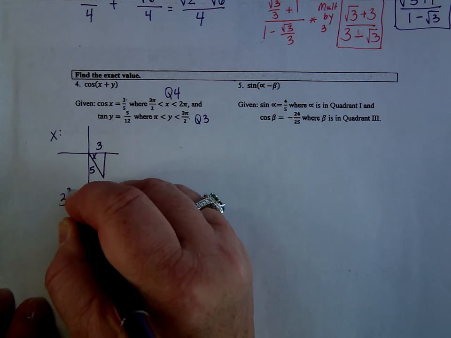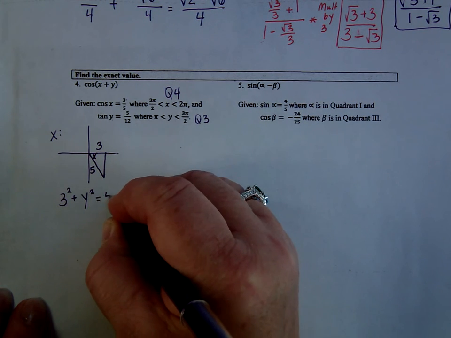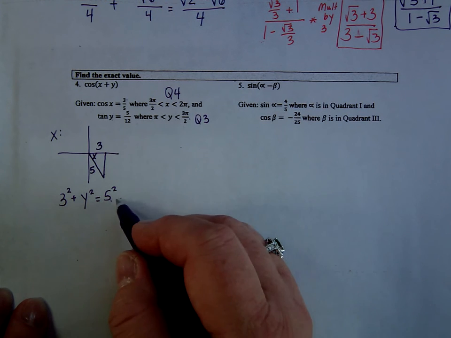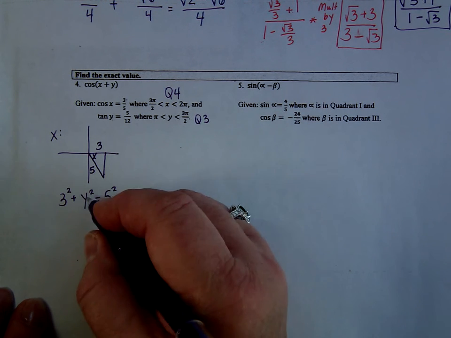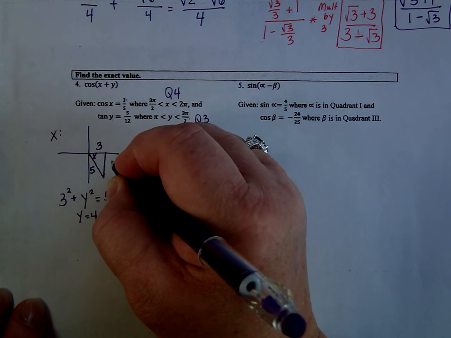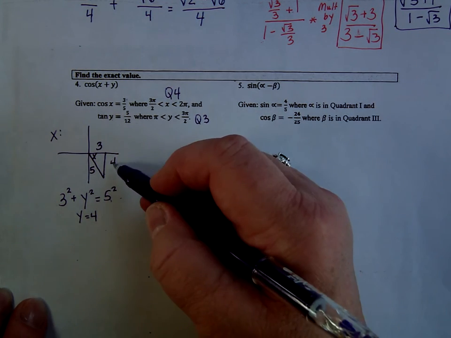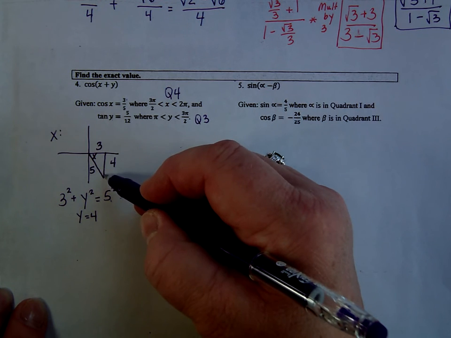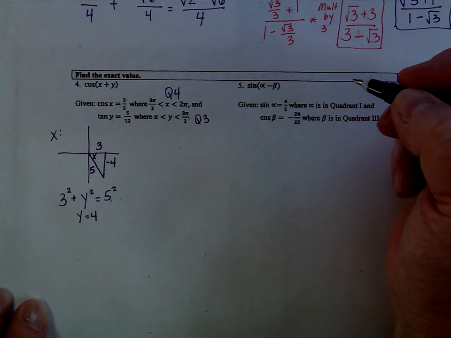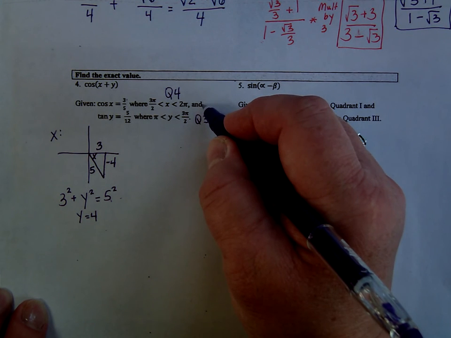3 squared plus some y value squared equals 5 squared. So 25, this is 9. If I subtract 25 minus 9, I get 16. The square root of 16 is 4. You probably knew that anyway because it's a 3, 4, 5 triangle, right? All right, so there's 4. But what kind of 4 would this be? If it's under the x-axis, this would have to be a negative 4. All right, that's your x values, your x angle, coming from information number 1.